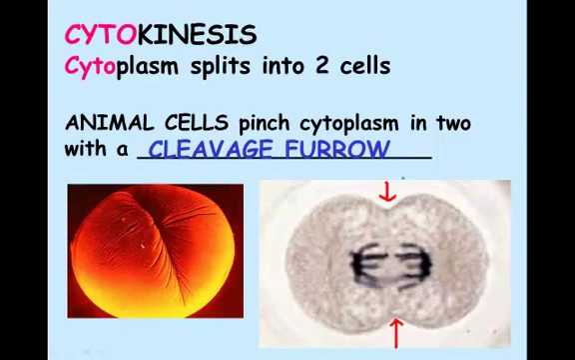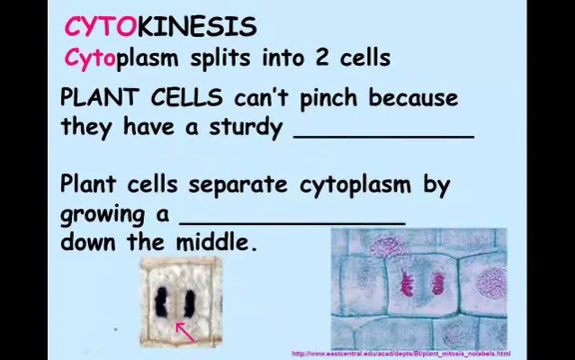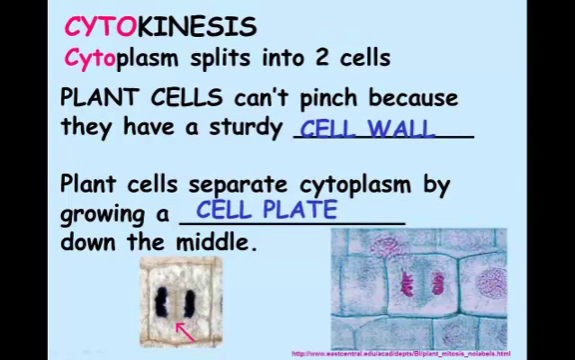Plant cells, though, have a little problem because remember, plant cells have a very sturdy cell wall on the outside. We talked about cellulose making plants sturdy. Cell wall prevents plant cells from doing that pinch. They can't make a cleavage furrow. So how am I going to separate my cells? I actually have to build a new little wall in the middle. You can see the wall starting to form in between the two nuclei, and here's my cell. And so plants actually build a new little wall. It's called a cell plate.